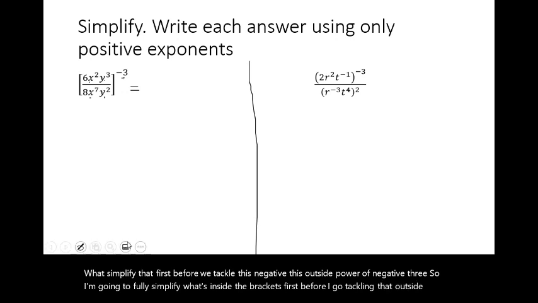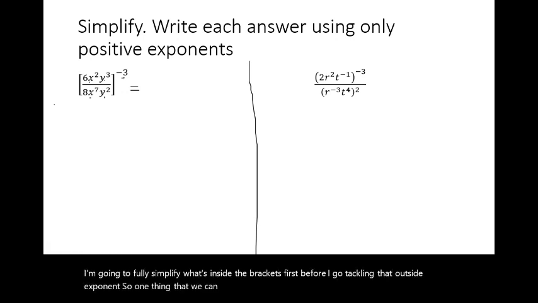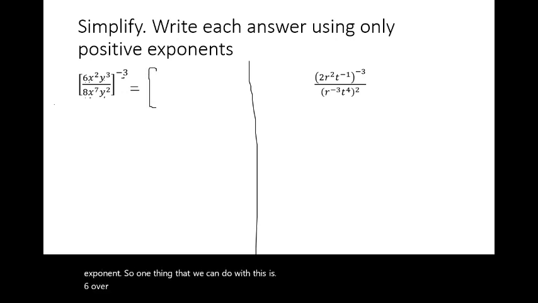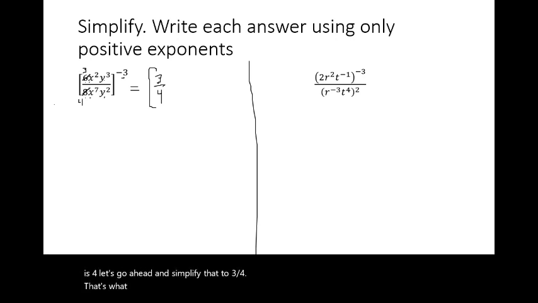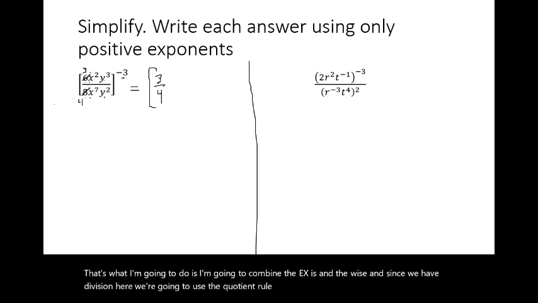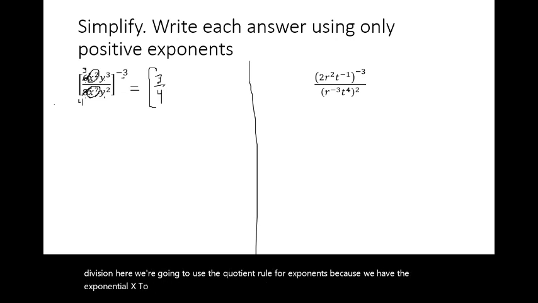So one thing that we can do with this is 6 over 8. 6 and 8 have a common factor of 2, so let's go ahead and reduce 6 over 8. So 6 divided by 2 is 3, 8 divided by 2 is 4. Let's go ahead and simplify that to 3/4. Then what I'm going to do is combine the x's and the y's, and since we have division here, we're going to use the quotient rule for exponents because we have x to the power of 2 divided by x to the power of 7.